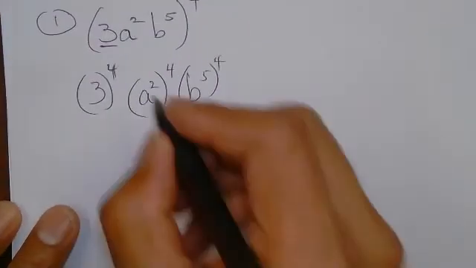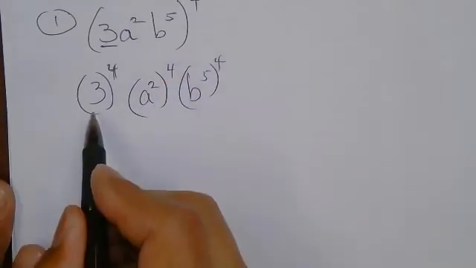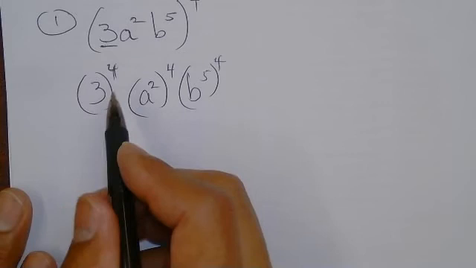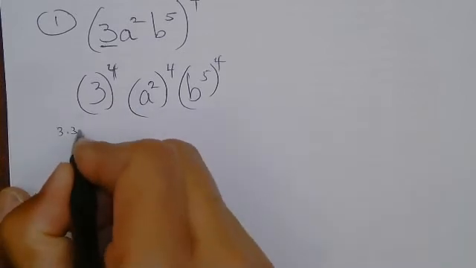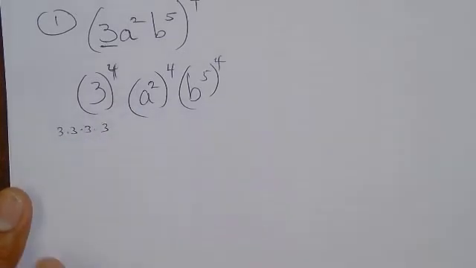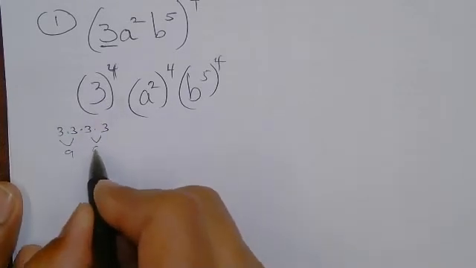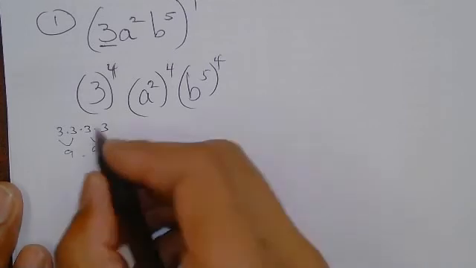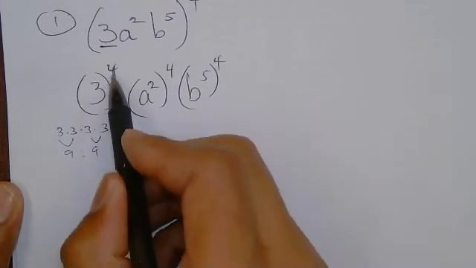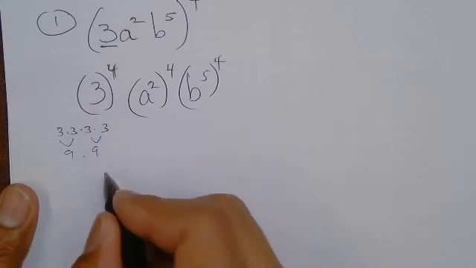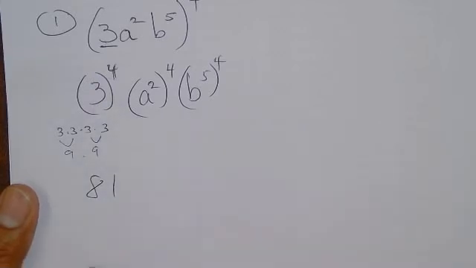The way the numbers work, you just treat them the way they are. 3 to the power of 4 means 3 times 3 times 3 times 3. Anybody know what that answer is? 81, correct. 3 times 3 is 9, and this other 3 times 3 is also 9, and 9 times 9 is 81. This does not mean 3 times 4. You better not put 12. So 3 to the power of 4 is 81, and 81 is part of the answer.